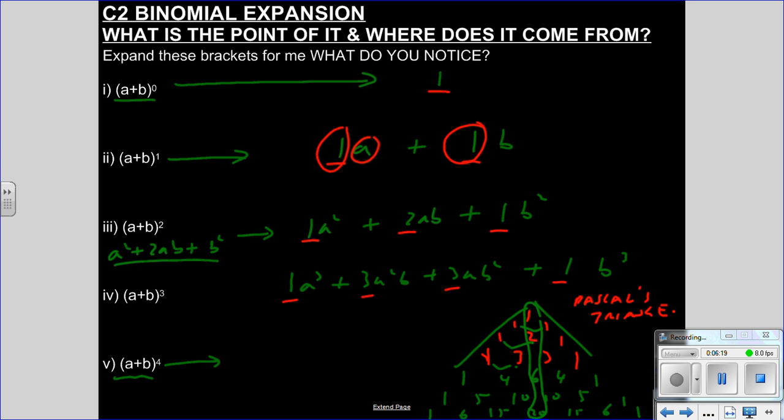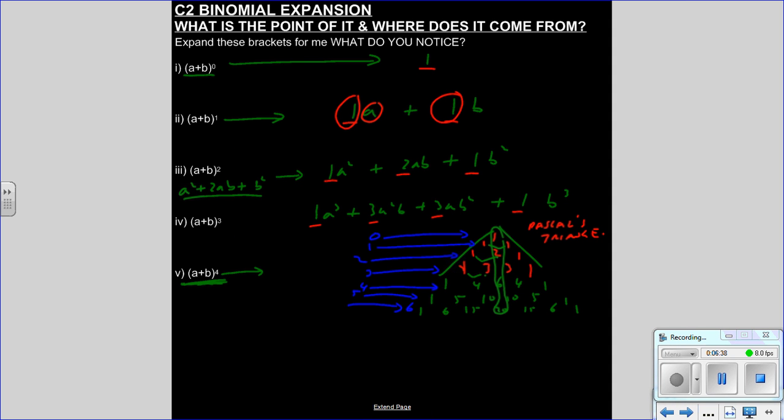Notice then that if I expand all the brackets, this is (a plus b) to the power of 0, isn't it? (a plus b) to the 0. This one's to the 1, 2, 3, 4, 5, and 6. So if you asked me what (a plus b) to the power of 6 was, I would be able to tell you. So let's do it. (a plus b) to the 6.